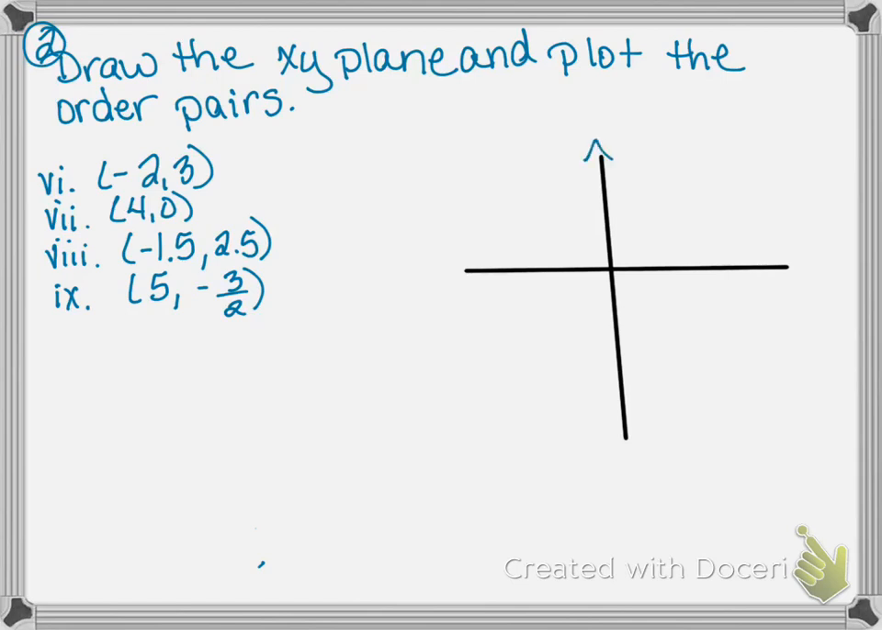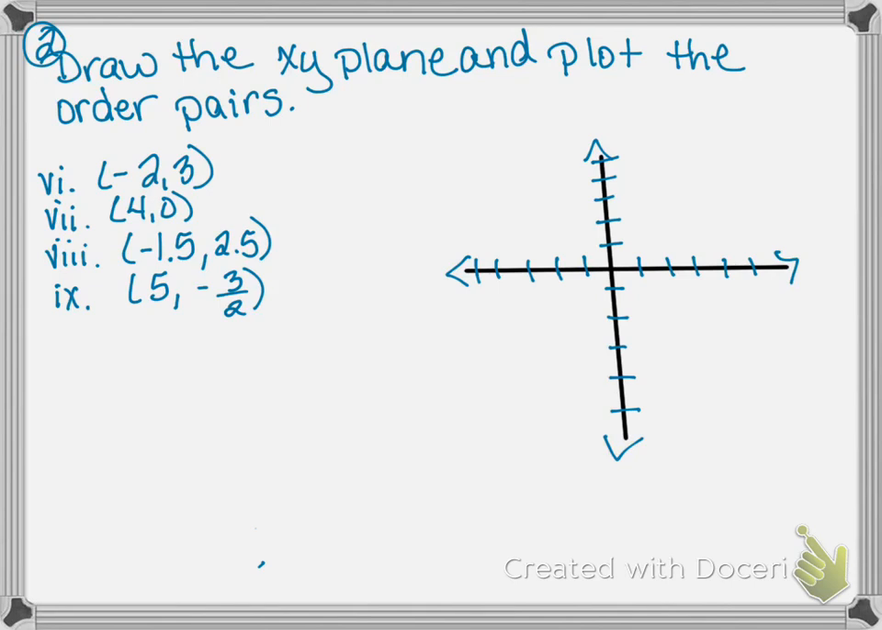And we're going to put arrows on each of the ends of these. And we're going to do 1, 2, 3, 4, 5. 1, 2, 3, 4, 5. -1, -2, -3, -4, -5. -1, -2, -3, -4, and -5.